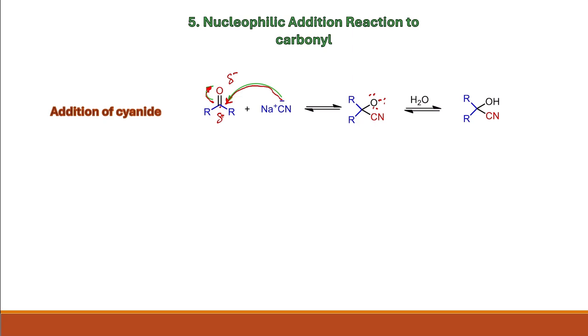So if you add water in the second step, hydrogen will be added to this oxygen, so you have water like this. This lone pair of electrons from the oxygen, which has a negative charge, will attack the hydrogen to give you the final product, which is the cyanohydrin. So you simply added the cyanide to the carbonyl group.